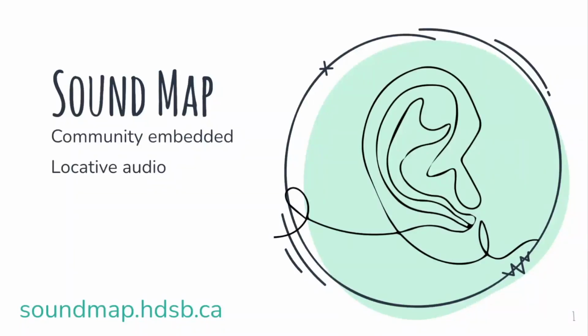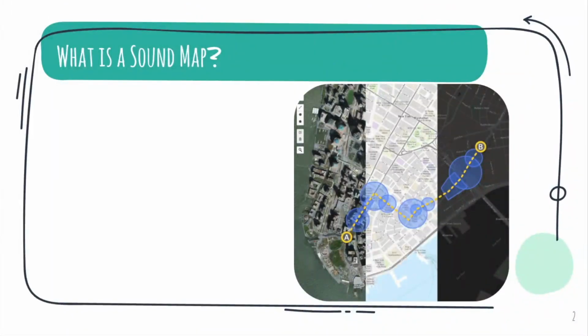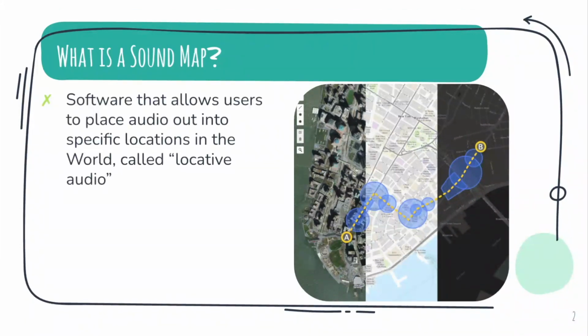Hello, let me tell you about HDSB's new Sound Map, an audio publishing software that connects your students directly to the local community in new and really creative ways. You might be wondering, what is a sound map exactly? Well, a sound map is software that allows users to place audio out into specific locations in the world, something that is called locative audio.